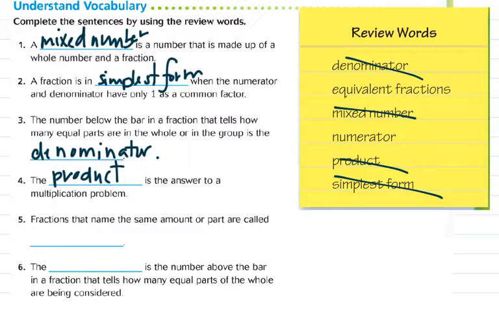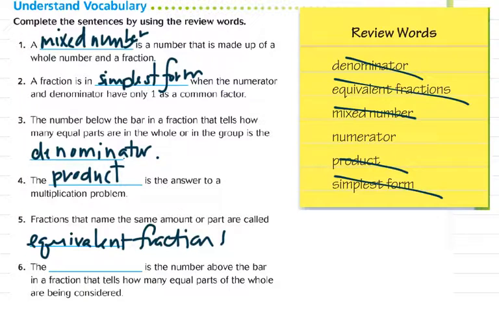Number 5, fractions that name the same amount or part are called equivalent fractions. And number 6, the blank is the number above the bar in the fraction that tells how many equal parts are in the whole being considered. That is the numerator.